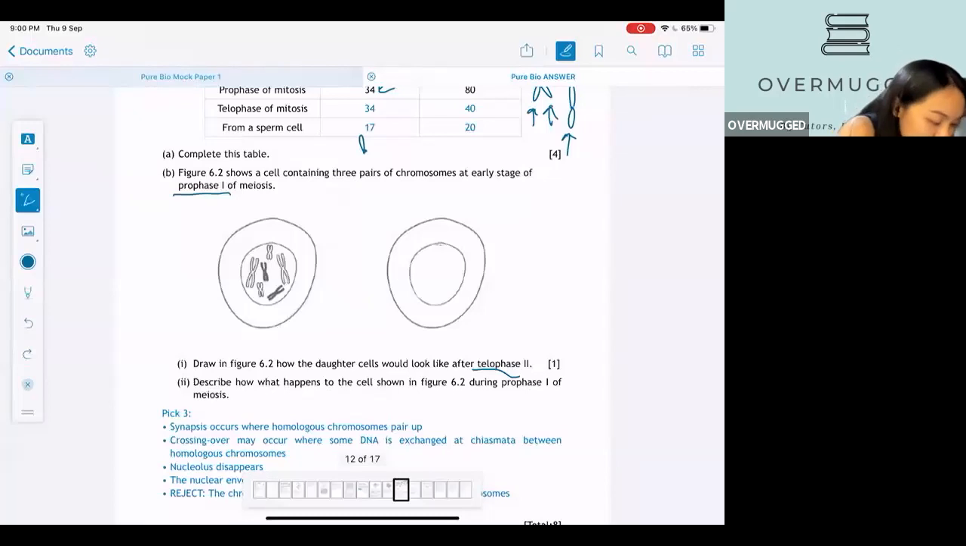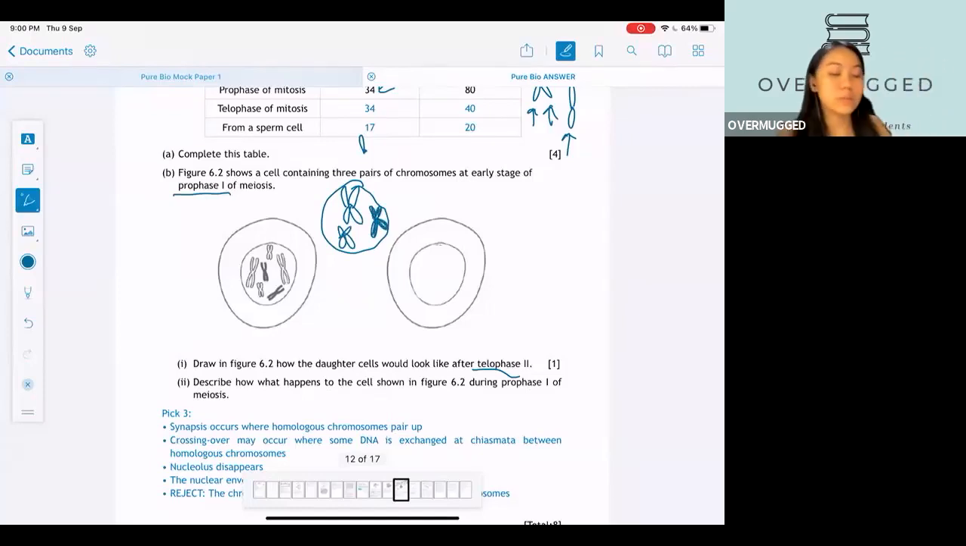So at the end of it, we will have this cell that is one that is super long, then one that is black, then one that is shorter. Okay. So the end of meiosis one, this is what you will get. Basically half the number of chromosomes.